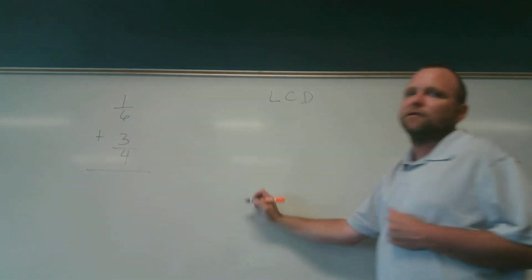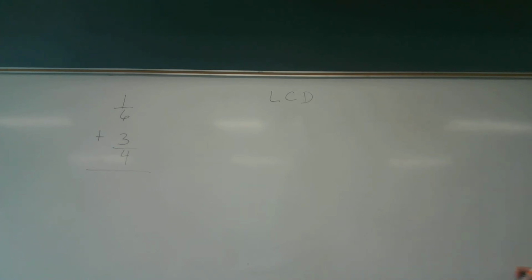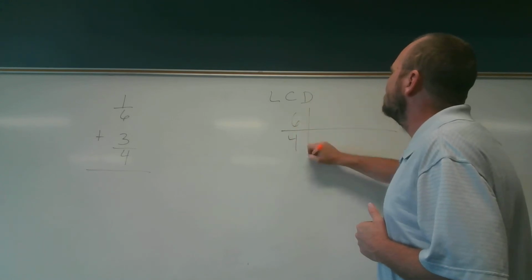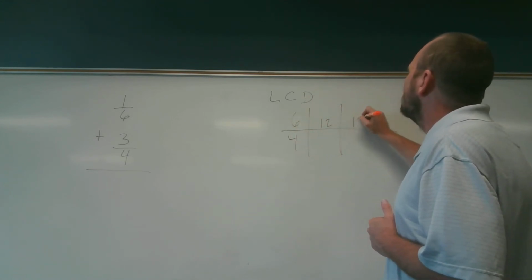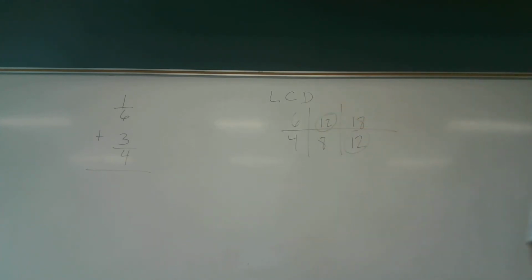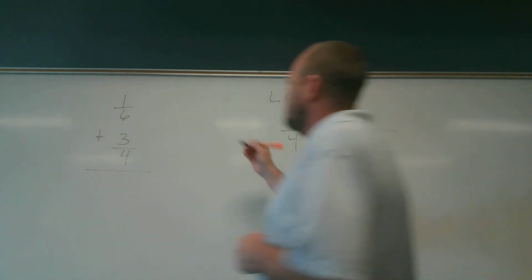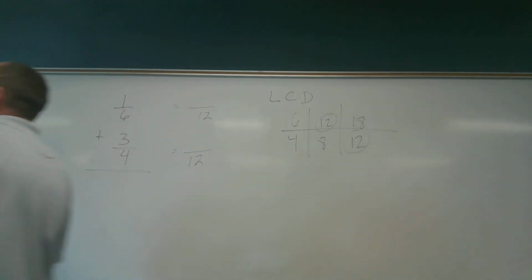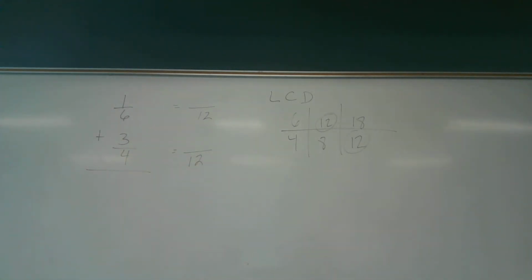What are my denominators, Liam? 6 and 4. So I need to list the multiples of 6 and 4 until I find the first one that appears in both lists, which is what, Liam? 12. I need to change these so that they're both over 12 without changing the value. Liam, is either one over 12 already? No.